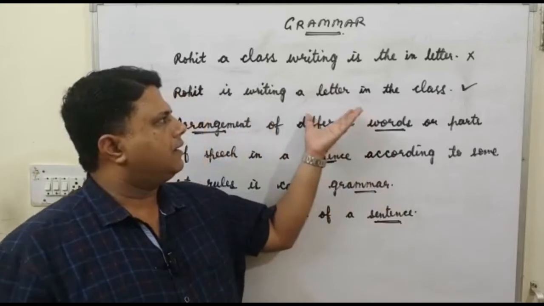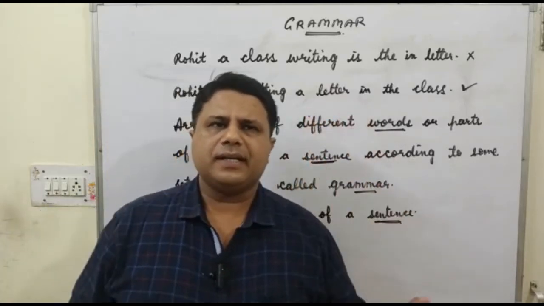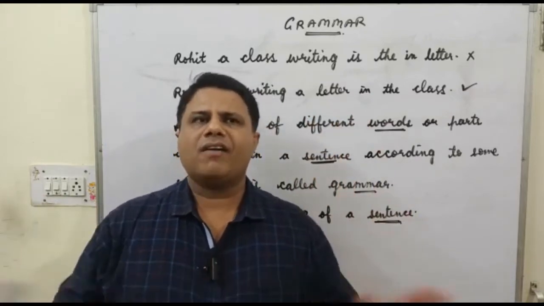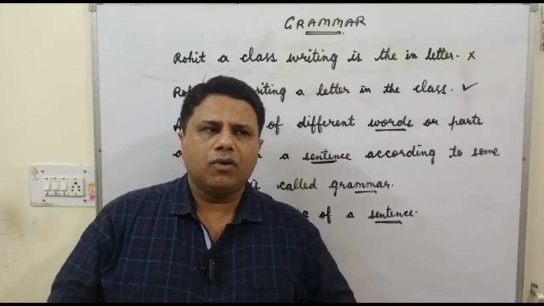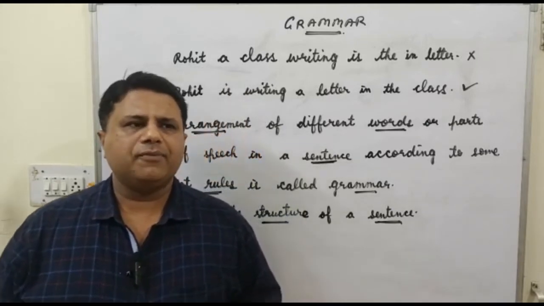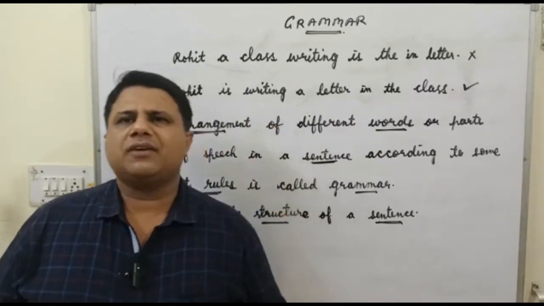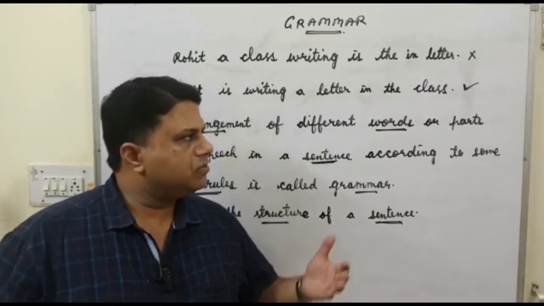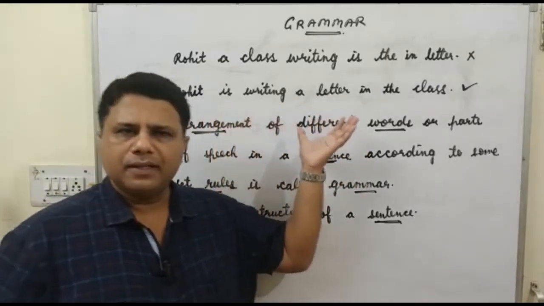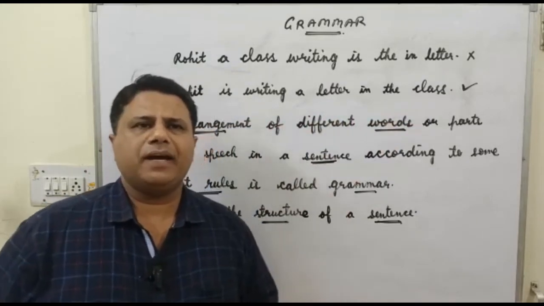We have put the sentences in some order, right? In the first sentence, the words are just thrown in a sentence randomly. No order has been followed. No set of rules has been followed in the first sentence. But in the second sentence, proper rules are followed. Set of rules are there, right? Subject will come first, then verb, then object, then other things will be there. So that is what we mean by grammar.